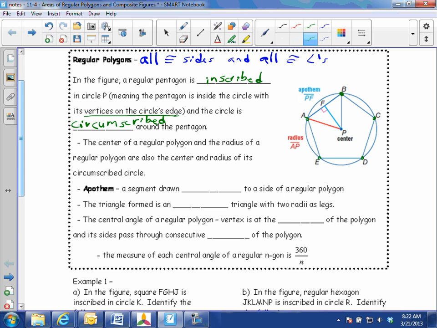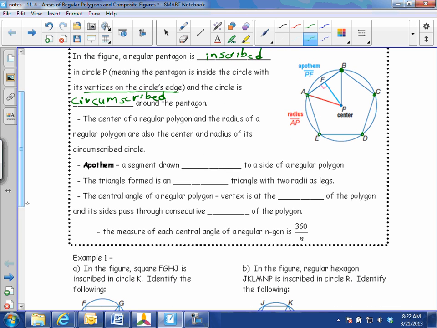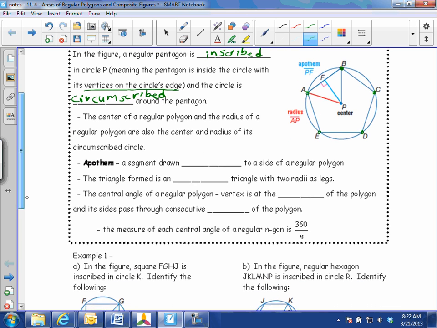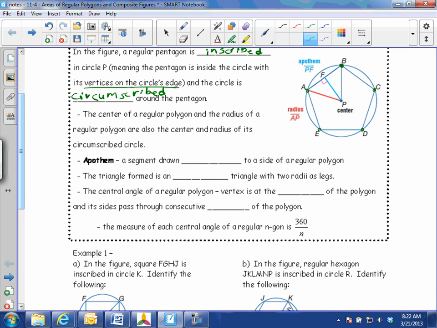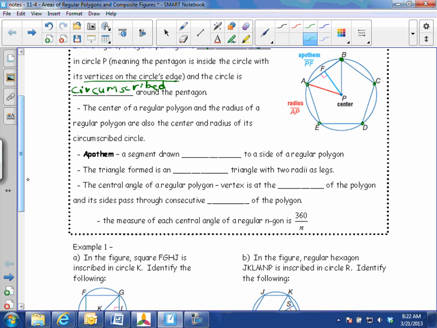We've talked about an apothem before, I think. Has that come up? No? Okay. Apothem. It's kind of fun to say. It's a segment drawn perpendicular to the side of a regular polygon. Our apothem over here would be FP because it is perpendicular. We've got the right angle to one of the sides and it's drawn to the center.